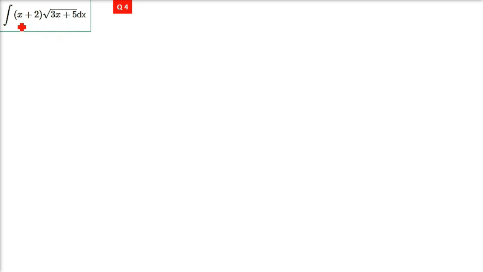The next one is integration of (x plus 2) under root (3x plus 5) with respect to dx. So I told you this under root thing, if we can make it easier, if we can make it as one term, it will be easier for us. The best way, if you don't know many tricks, the basic idea is just to put 3x plus 5 equals t. That will give you x, of course, because ultimately you have to replace x with t.